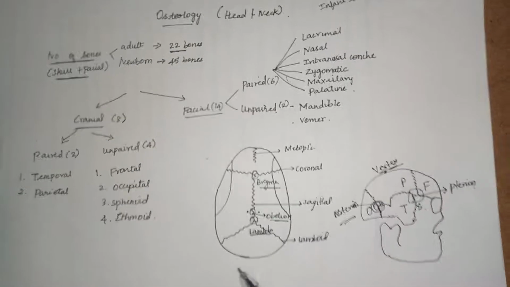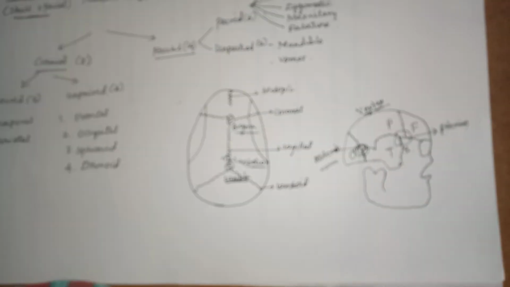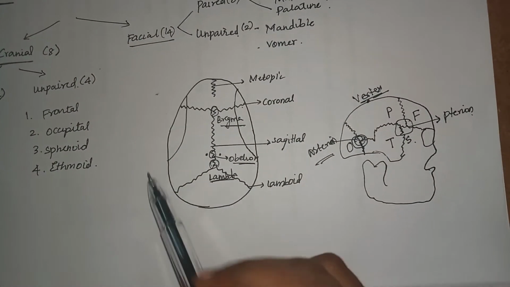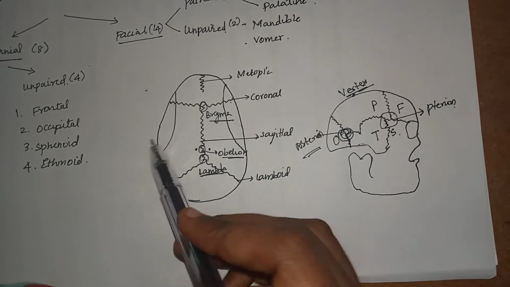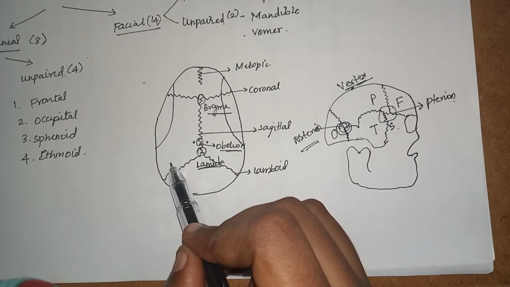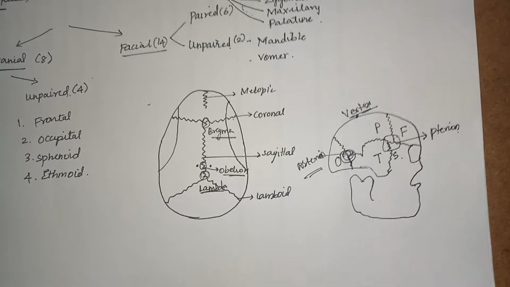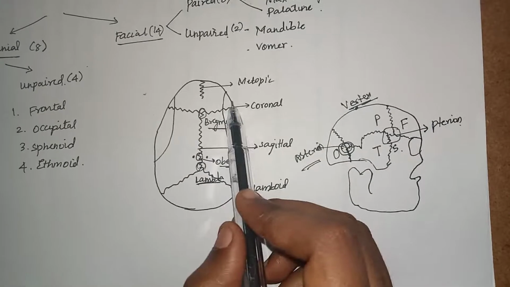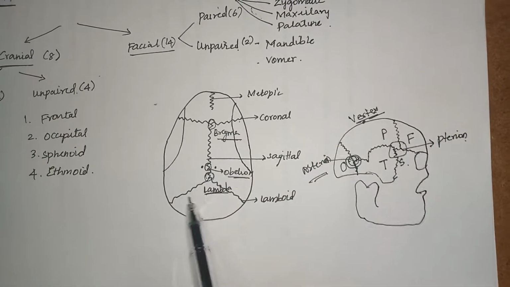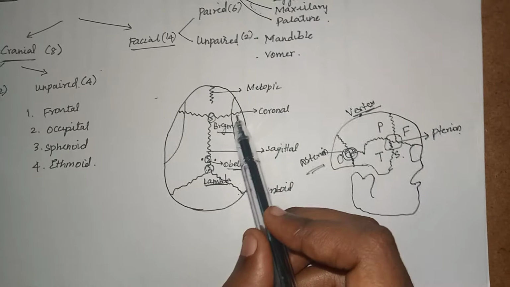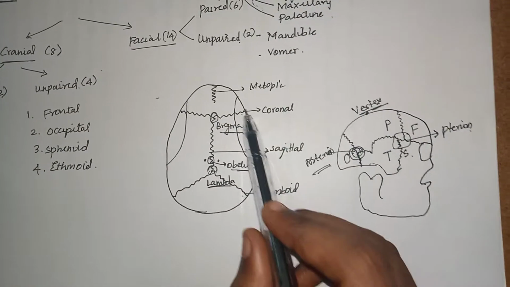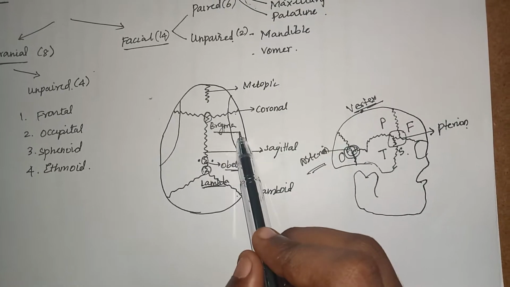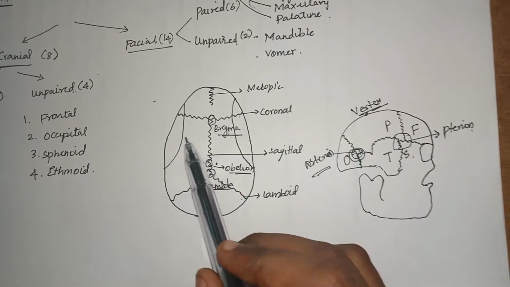Then we are going to see the most important structure, that is sutures. Sutures in the skull: this is the superior view and this is the lateral view of the skull. See, here we have 4 sutures. One is coronal, another is sagittal, another is lambdoid. And here we have the temporal suture. This is not a true suture but a kind of suture which separates the parietal and the temporal bone. You are all clear with that?